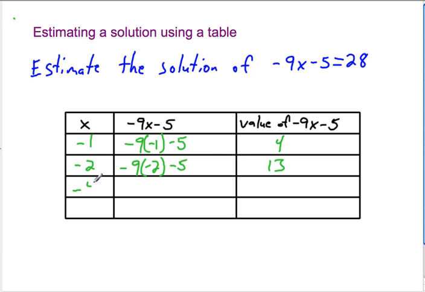Let's skip one. Let's try negative 4. So negative 9 times negative 4, oops, not equals, minus 5. So this is 9, 18, 36 minus 5 is 31. So actually we went too far, so I shouldn't have jumped there. So let's go back. So negative 3.